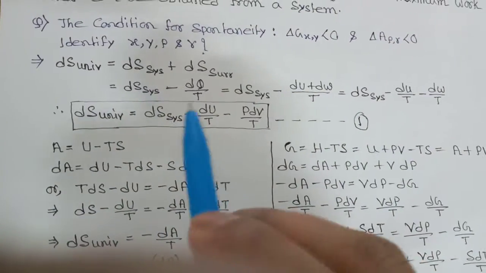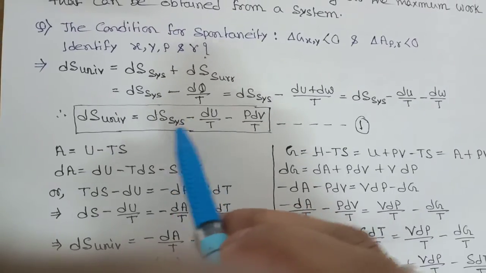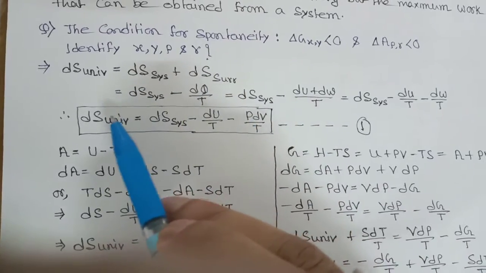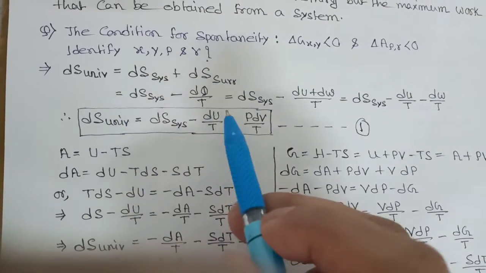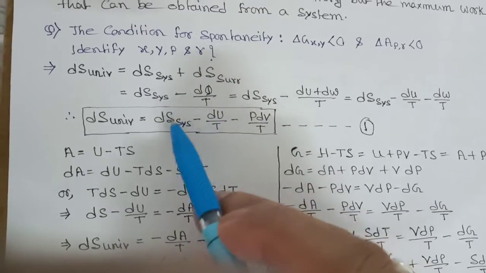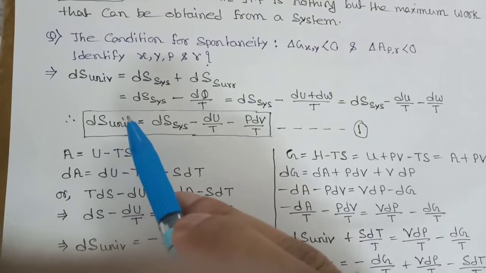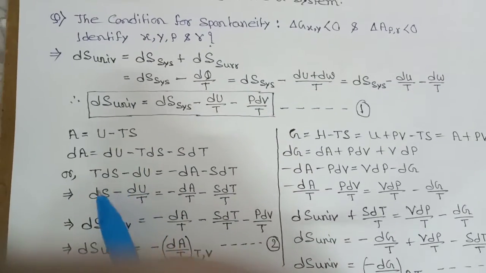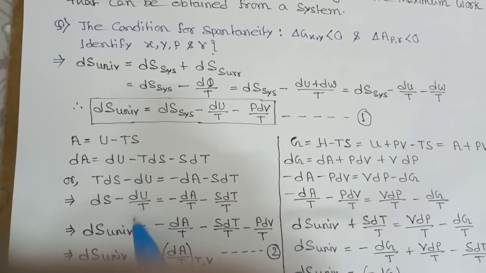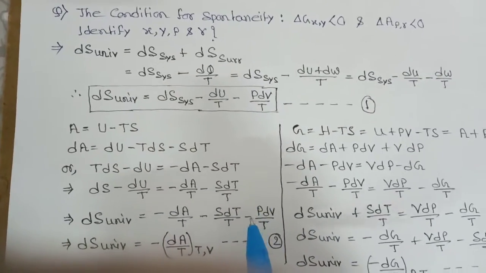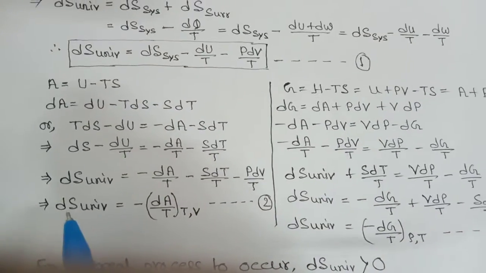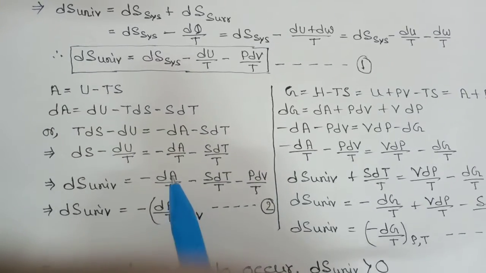Now in place of this dS minus dU by T, this can come in this side, so we can write dS universe plus pdV by T. See, in place of this one, we can write dS universe plus pdV by T. Now this pdV by T will go in this side with negative sign. Okay. So we can write now dS universe equal to minus dA by T.